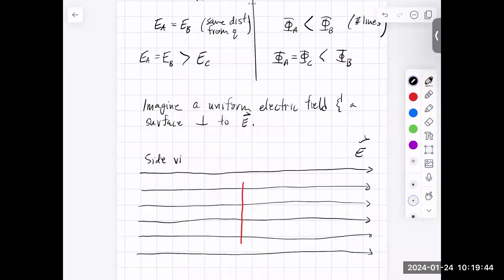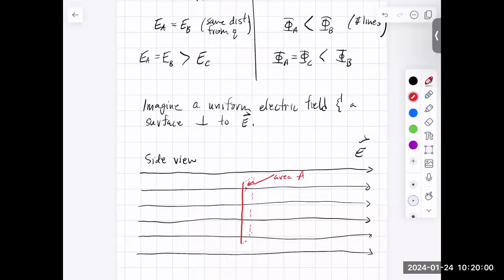And what I'll do is I'll just put some dashed lines just to represent the fact that this really is kind of a surface of some area. And so this is going to have area A.